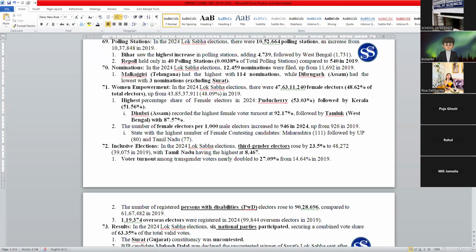Point number 72, inclusive elections. In the 2024 Lok Sabha elections, third gender electors rose by 23.5% to 48,272, and there were only 31,075 in 2019, with Tamil Nadu having the highest at 8,467. Now, voter turnout among transgender voters nearly doubled to 27.09% from 14.64% in 2019.